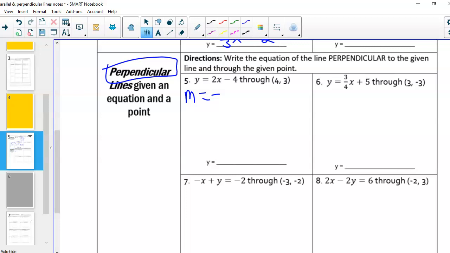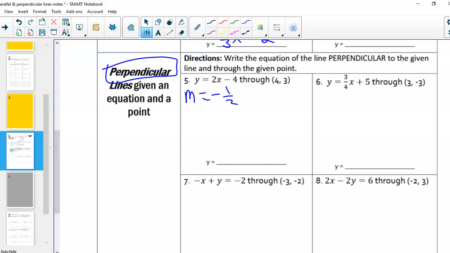Negative 1/2. Why is it -1/2? One is positive, one is negative, and you're taking this number and flipping it. So this is really 2 over 1. If you flip it, it's 1/2. So that's your first step: find your new slope, but you need to change it completely. It's not just the same like it was for parallel lines.